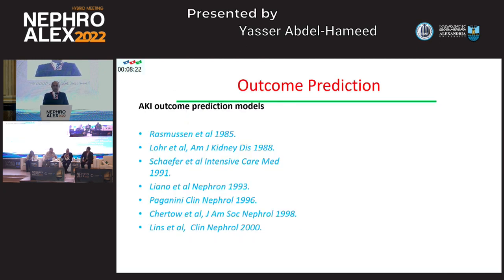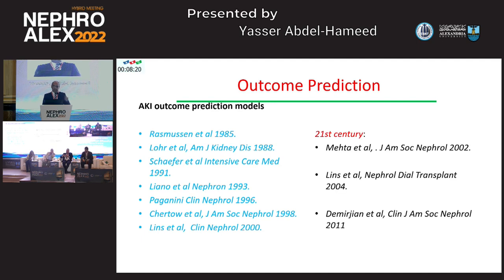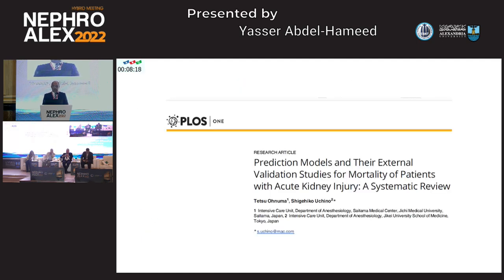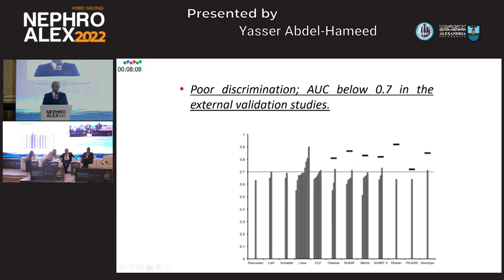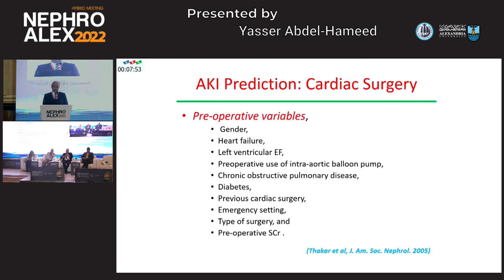There are many studies for outcome prediction. Finally, this meta-analysis included 12 single-center studies with more than 1,000 patients for external validation of scores, and they showed poor discrimination, with an AUC of 0.7, and poor discrimination for early prediction of acute kidney injury, unfortunately. So external validation studies are important.